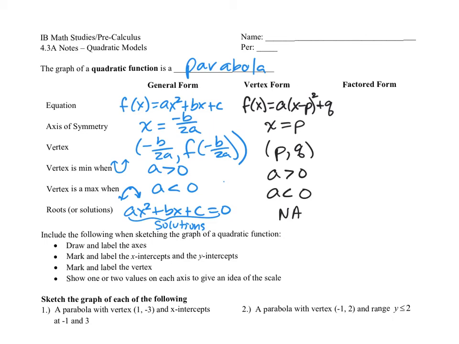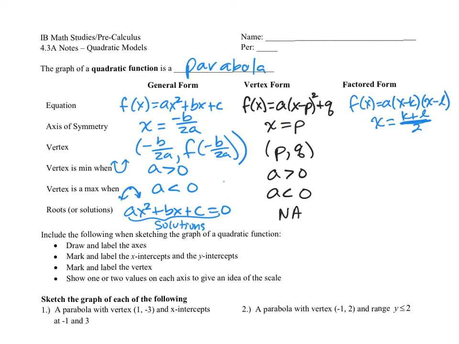But then last but not least, let's look at factored form. And factored form looks like this. f(x) equals a(x − k)(x − L). And again, you may have seen different variables in different classes, but this is the way our textbook and IB represents it. So to find the axis of symmetry, that's going to be the line x equals (k + L) divided by 2. And that will give you the axis of symmetry when your equation is in factored form.